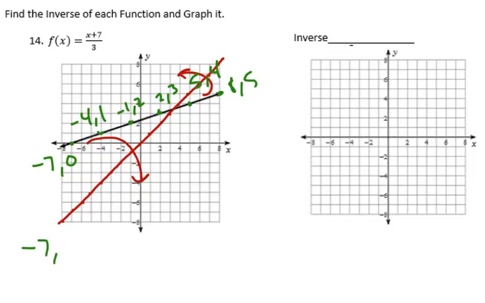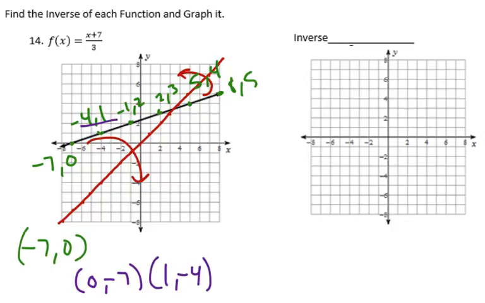So instead of negative 7, 0, I would have 0, negative 7. Okay, and I'll make that one a different color. Instead of 4, 1, it would be 1, negative 4. Negative 2, negative 1, 2 would become 2, negative 1. And so on. So I just swap them.